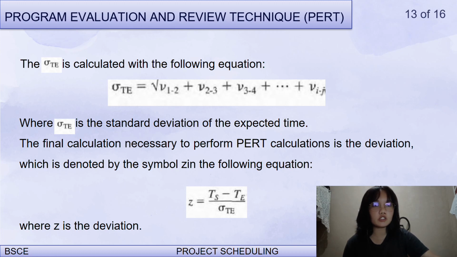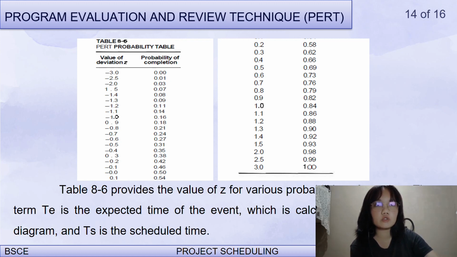The final calculation necessary to perform PERT calculation is the deviation, which is denoted by the symbol z in the following equation. This equation, where the z is the deviation. Next slide shows the PERT probability table. Table 8 to 6 provides the value of z for various probabilities of certainty, and the term T is the expected time of the event, which is calculated from the PERT diagram, and Ts is the scheduled time.